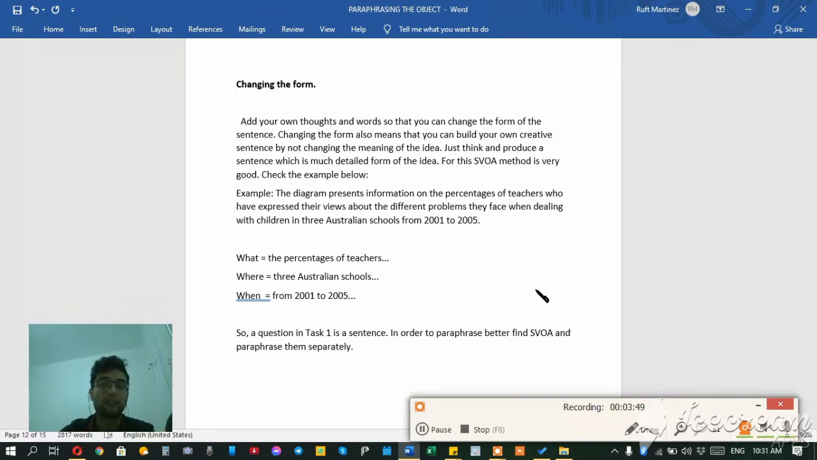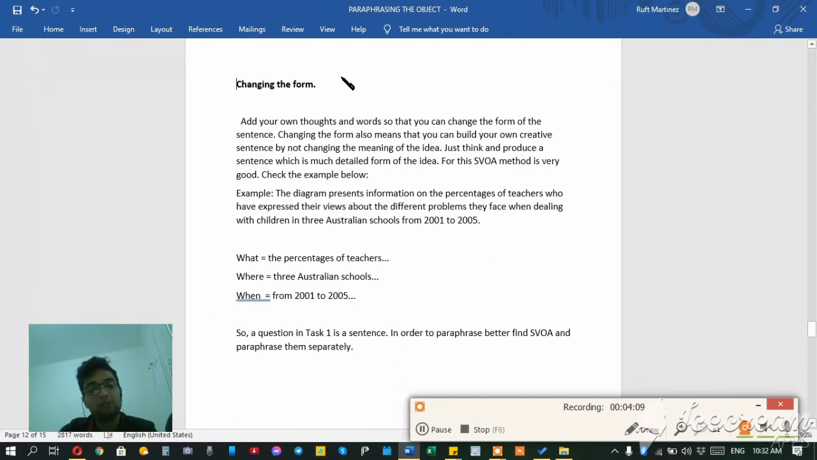How we can change, how we can paraphrase the object. So changing the form is the best way to paraphrase your object. Okay, now let's learn what actually is going on when you change the object, how you can change the object.